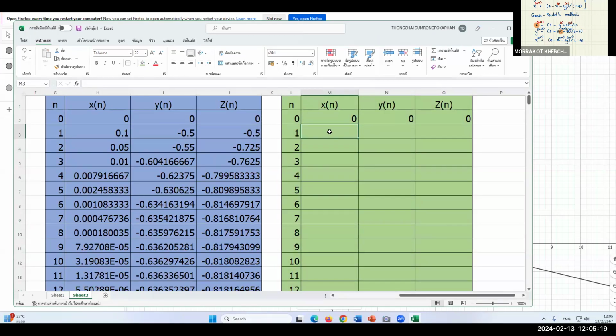Initial guess 0, okay? I just do it. 1 minus y over 1 plus 2 times z, then divided by 10. I got it, 0.1, the same thing.